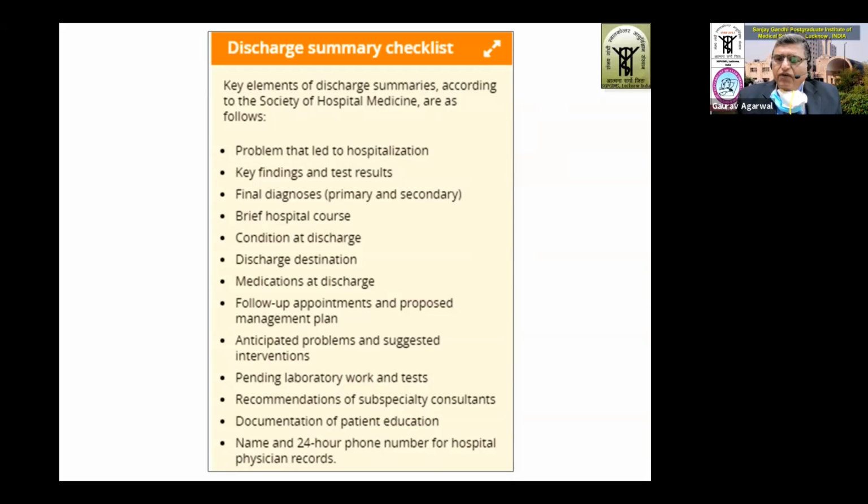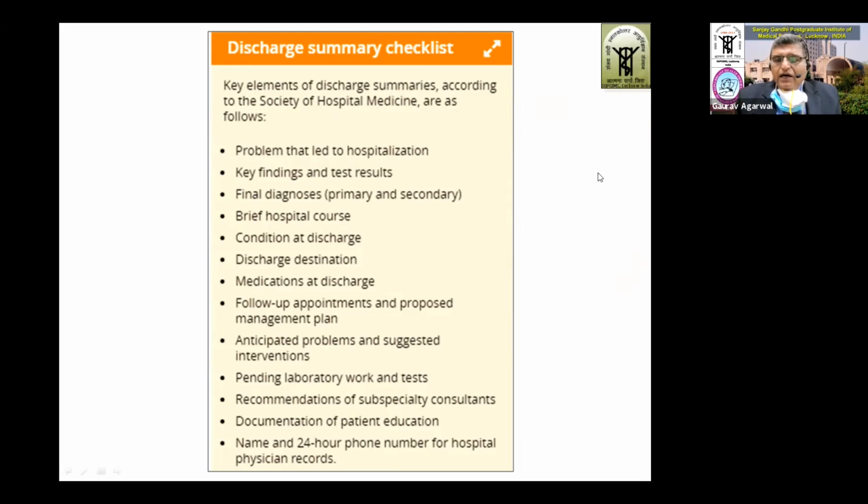More often than not, it would be a discharge to home, but at times it may be a discharge to another hospital or a nursing home. Medications advised at the time of discharge, follow-up appointments or proposed management plan in the hospital or elsewhere, anticipated problems which you may like to warn the patient about, and what suggested interventions you have in mind in case any of these problems do arise. The pending laboratory work and tests, for example, the patient has undergone a surgery for a tumor, final histology is yet awaited, you must include that.